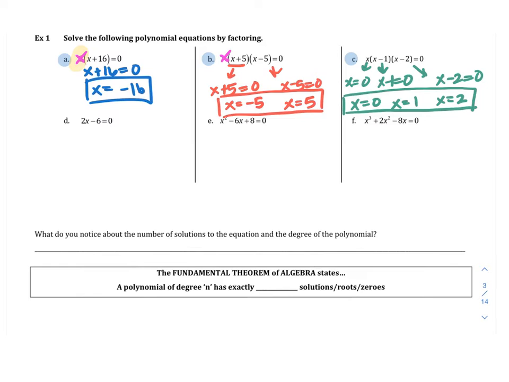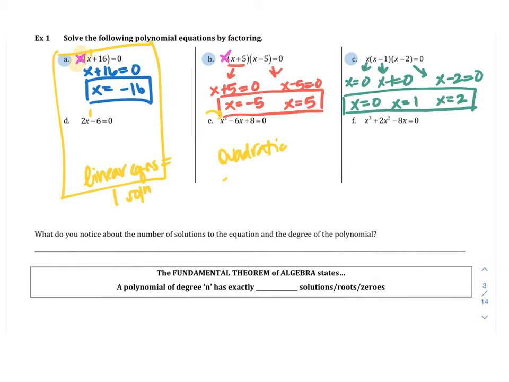So here's the big thing. Notice, if I look at these problems, my highest exponent is 1. And how many solutions are we going to find? And hopefully you say 1. So the big idea is that linear equations, because my highest exponent is 1, always have 1 solution. And now, because of all the quadratics you've practiced, notice my highest exponent is 2.